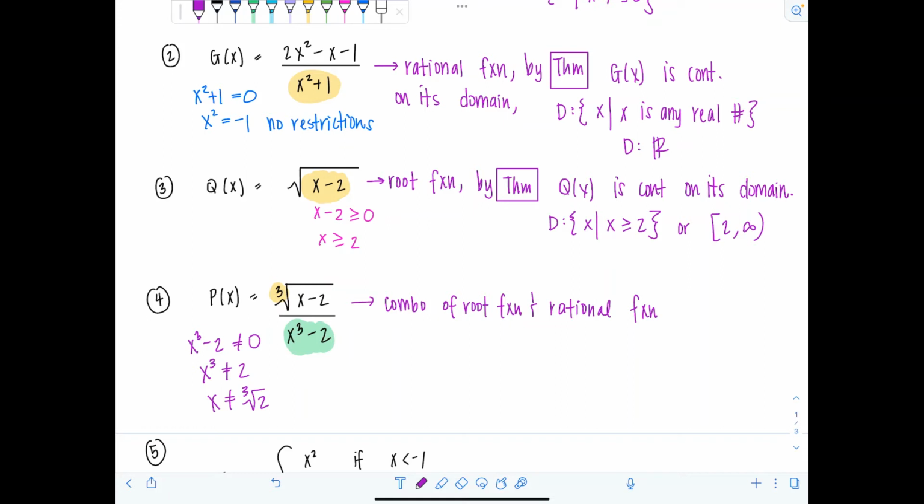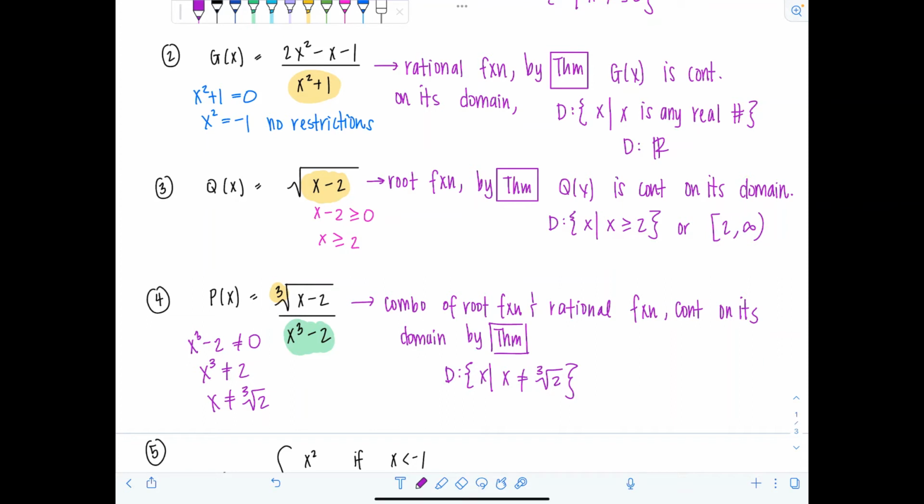So let's see, back to combo of root and rational function. So it's continuous on its domain by the theorem. And what is that domain? Everything except cube root of 2. All real numbers such that x does not equal cube root of 2.